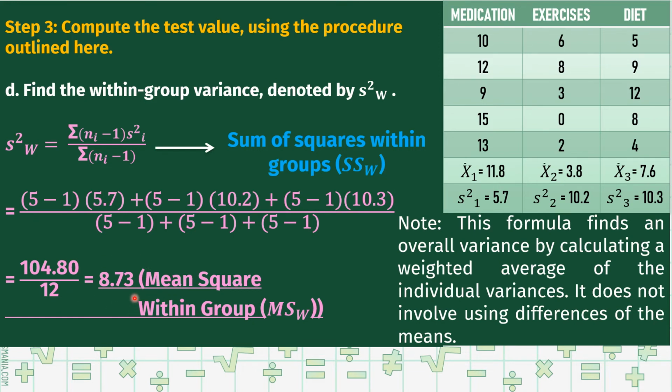So this now is our within group variance, also called the mean square within group, denoted by MS sub W. And take note that this formula finds an overall variance by calculating a weighted average of the individual variances. So it does not involve using differences of the means, unlike the first one, the between group variance, which involves using the differences of the means.